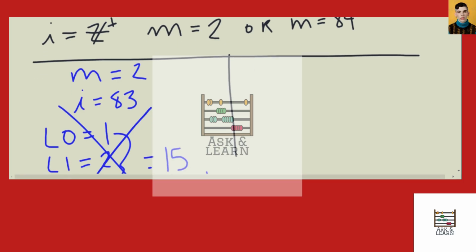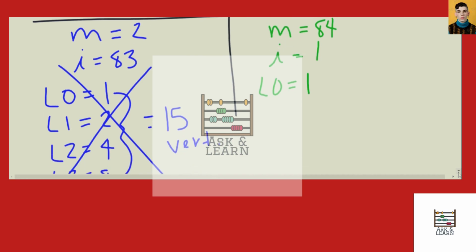So then we have our other scenario where M equals 84 and I is going to equal 1. So if we have level 0 equals 1, because we also have the 84 leaves, this would be 84. So we have a total of 85 vertices.